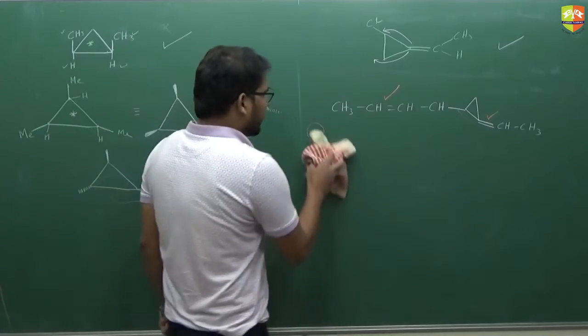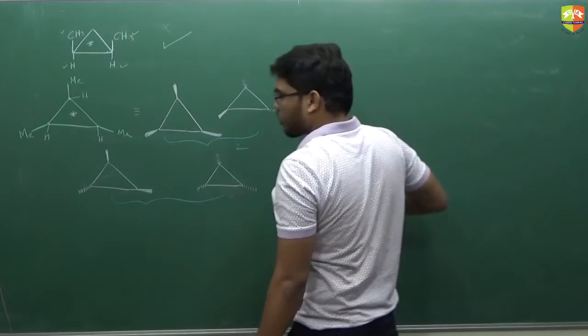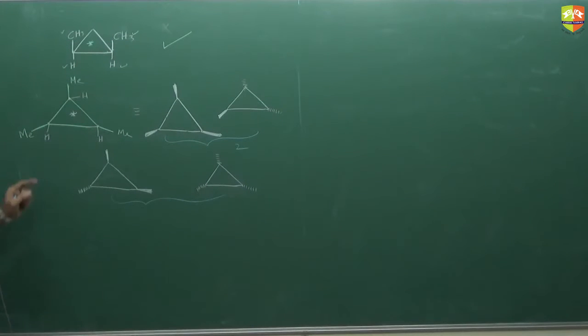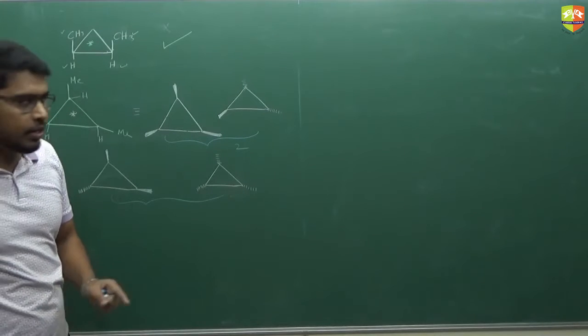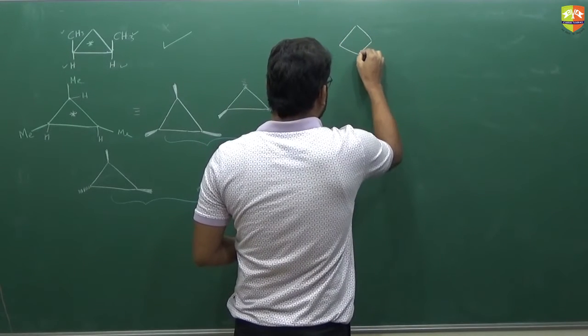See, in the molecule, if a ring or double bond is present, we'll apply the condition of both things. The double bond condition will apply, and we'll also apply the condition of the ring. If both are satisfied, then we can have GI because of the double bond as well as the ring. Okay? Now in this one, how many GI possible?